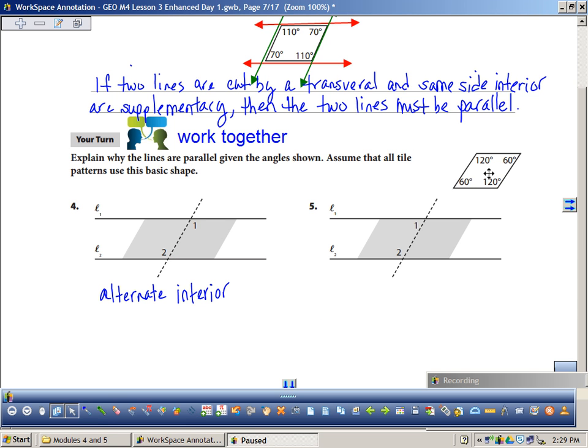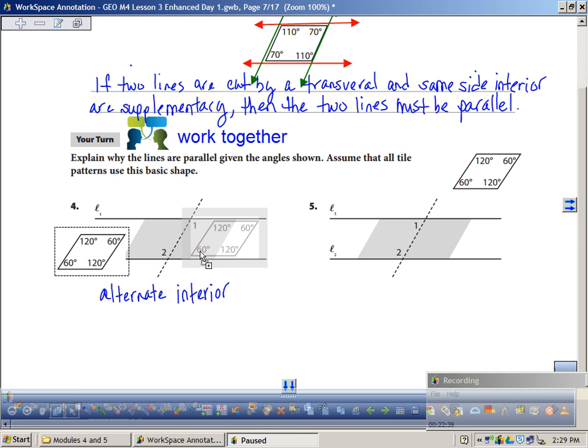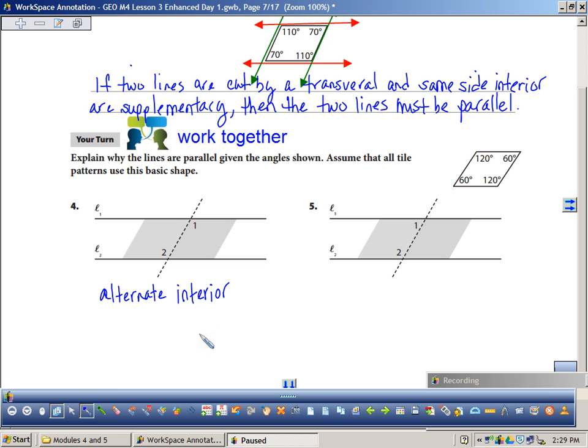Let's investigate. We could use patty paper, right? I got a little bit of patty paper right here. What's the angle of angle 2, Derek? See 2 right there? What's the angle? 120. What's the angle of 1? 120. So alternate interior angles are congruent in order for these lines to be parallel.